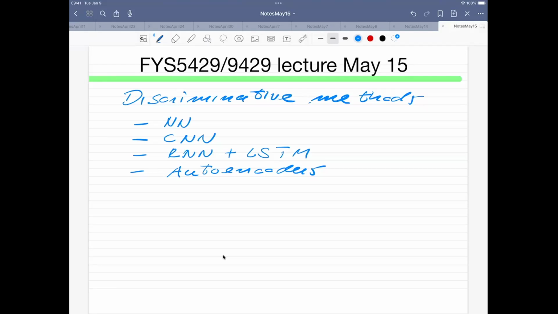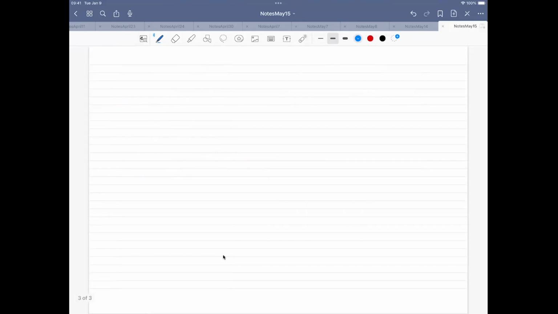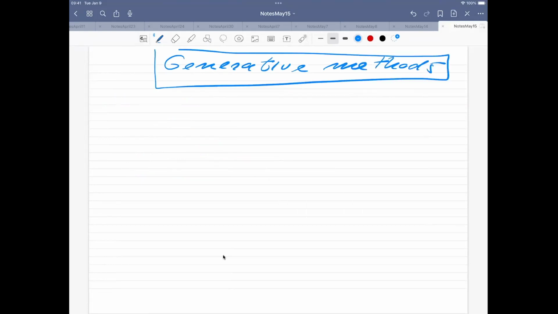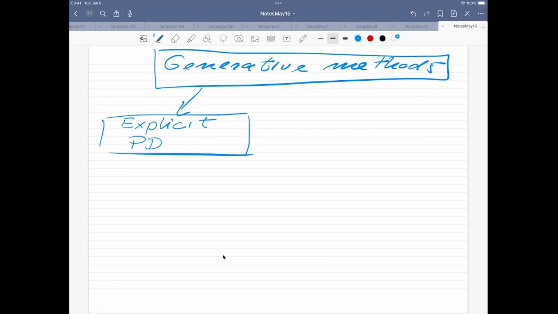Then we switched over to the generative methods. And when you look at the generative methods, we're going to make a new image here. So let's just remind ourselves a little bit about some of these methods. We normally split these into methods where we have an explicit model for a probability distribution. And I'm writing PDF, probability distribution function.